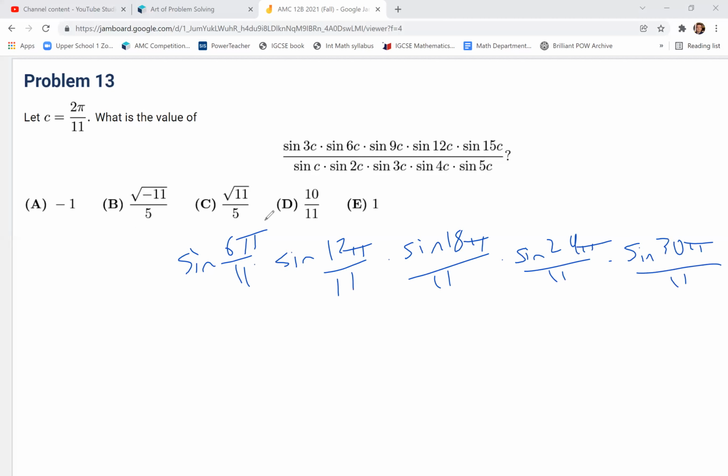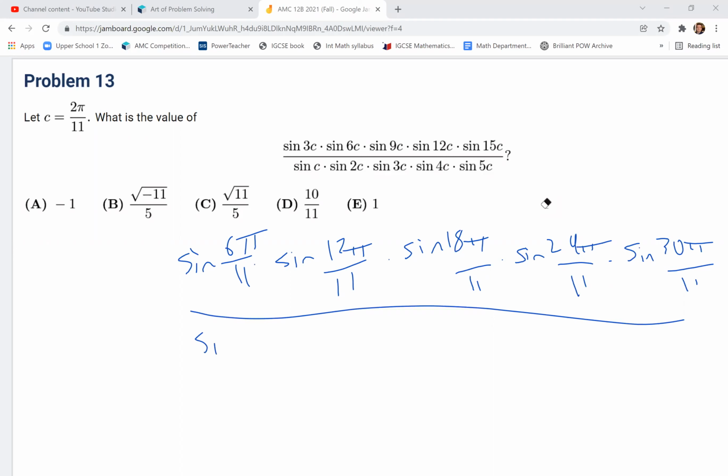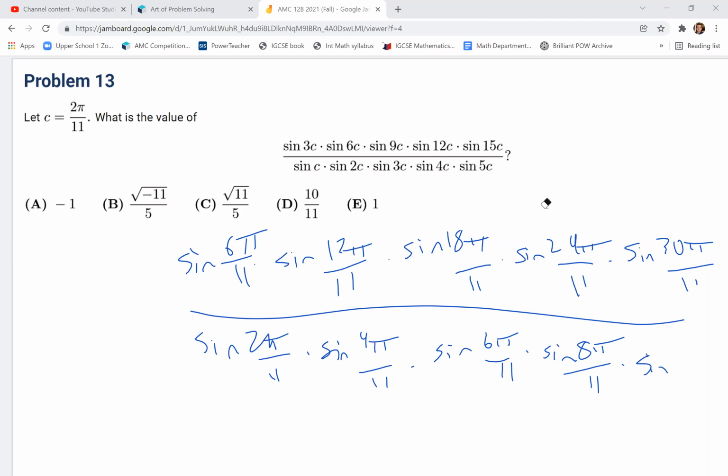Oh, that shouldn't all be over 11, the whole thing isn't over 11, so let me fix that. So 24 pi over 11, 30 pi over 11, all over, and then you have sine 2 pi over 11 times sine 4 pi over 11 times sine 6 pi over 11 times sine 8 pi over 11 times sine 10 pi over 11, right?